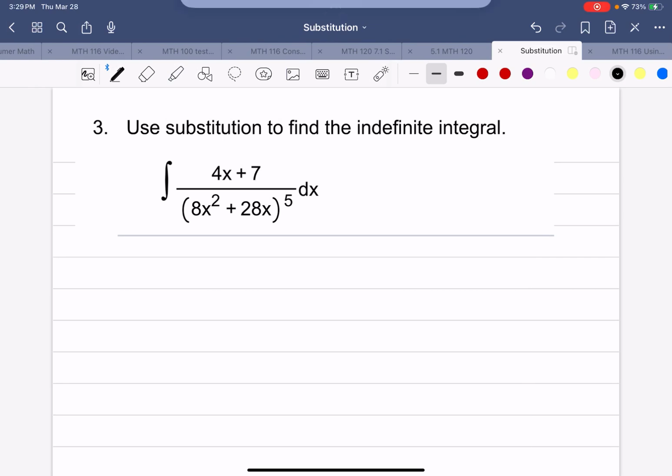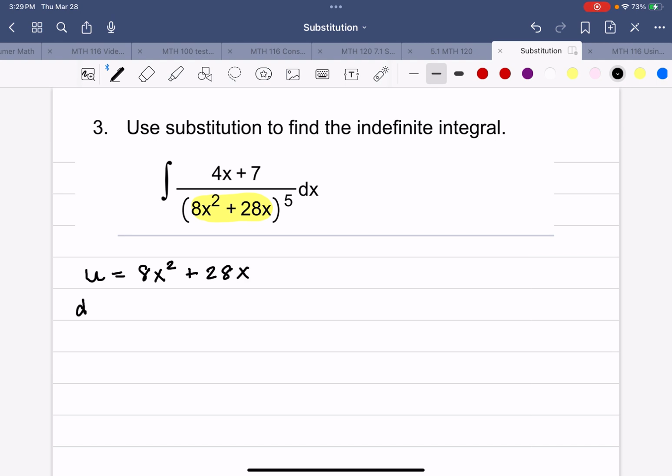Example 3. I'm going to use u substitution to find the indefinite integral of (4x plus 7) divided by (8x squared plus 28x) raised to the 5th dx. My first instinct, once again, it's the most common thing when you have an exponential, is to let that interior part be your u. So I'm going to let u equal 8x squared plus 28x.